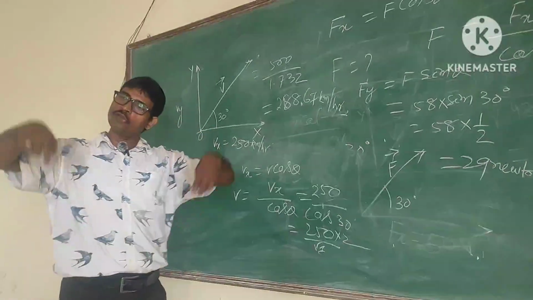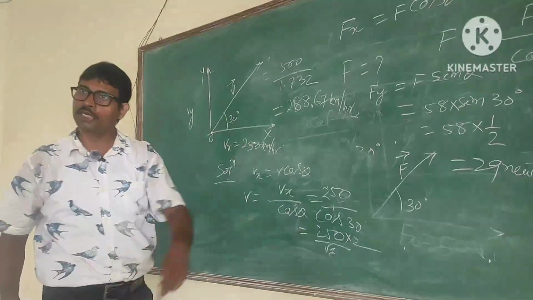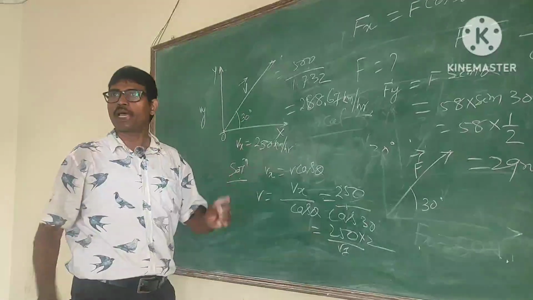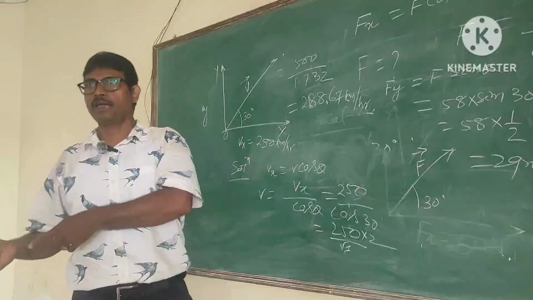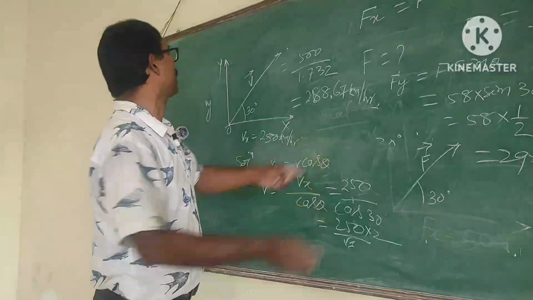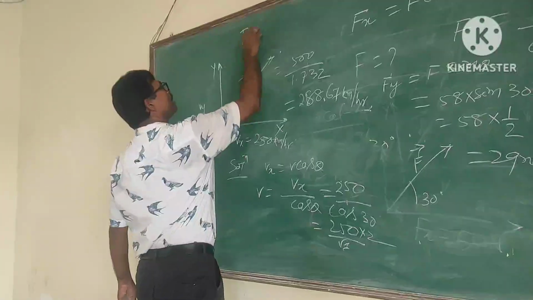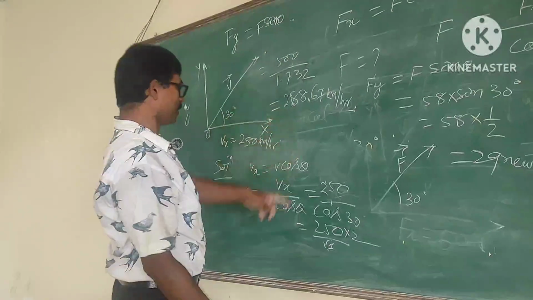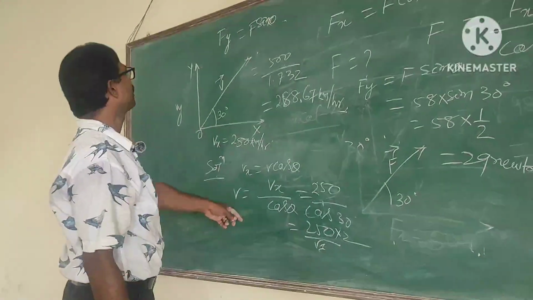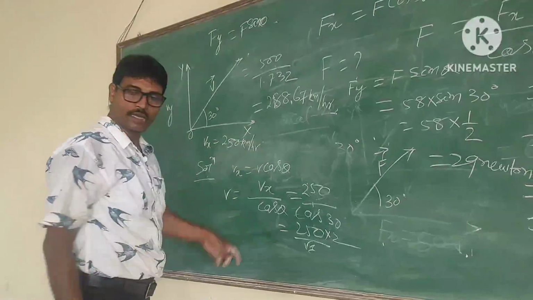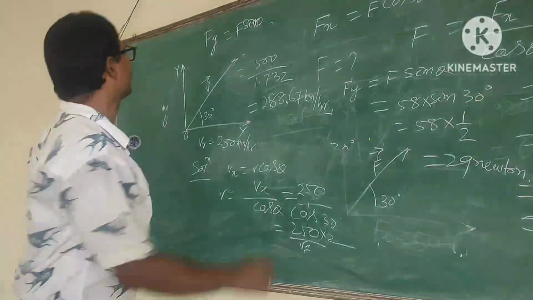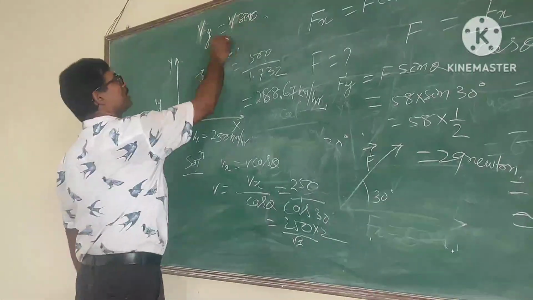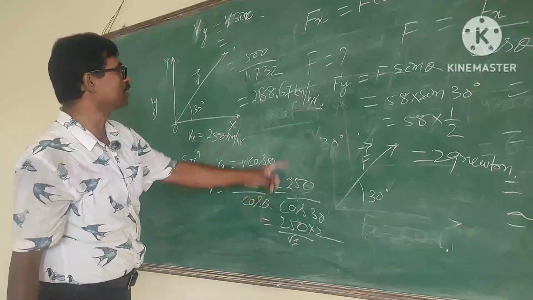First read the question, what question is given, as per the question draw the diagram or draw the figure, okay, and always apply Fx is equal to F cos theta, Fy is equal to F sin theta. Now you see Vy is equal to V sin theta. V is how much? You are getting this one.